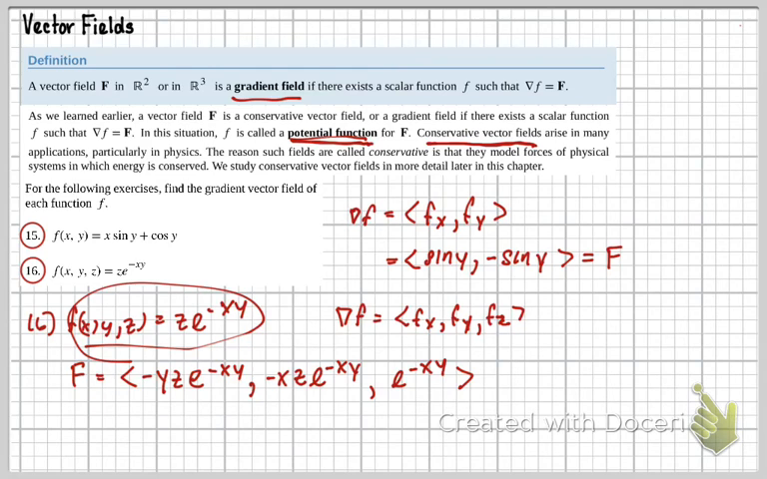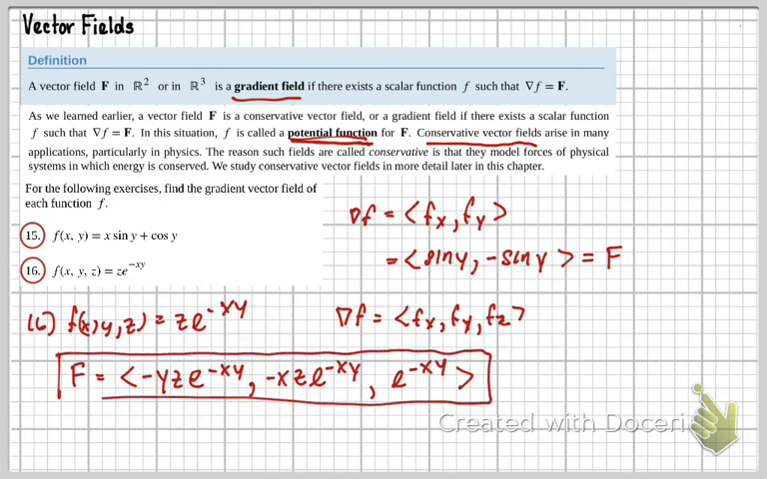So later on, we'll be given a vector field, and from that vector field, we can find the potential function if it exists. And again, it's going to exist if the vector field is a conservative vector field. But for our two answers, it would be this one here, and for the other one, it would be this one here. All right, so there we go.